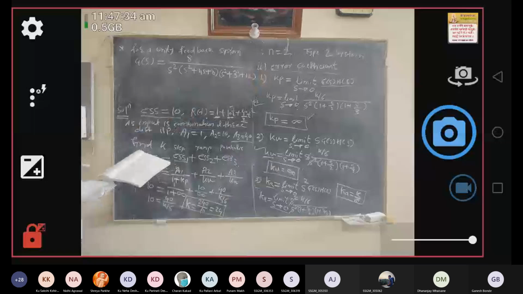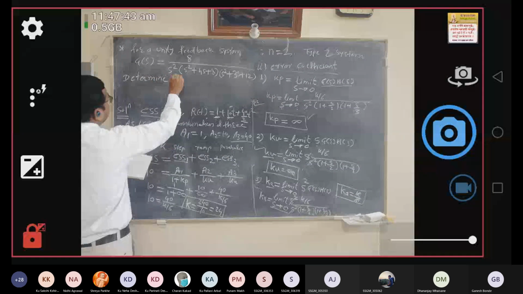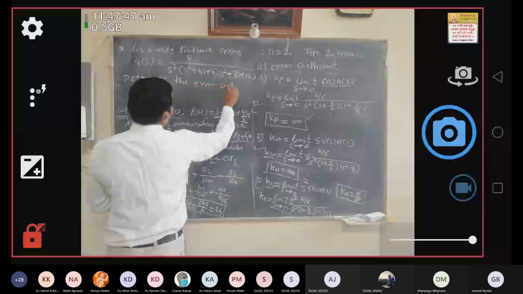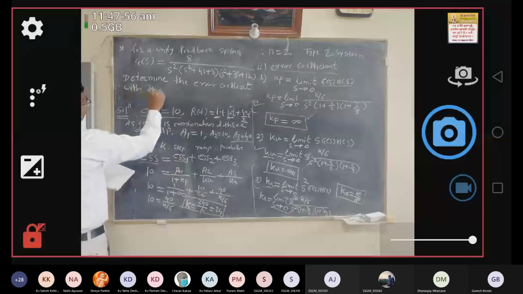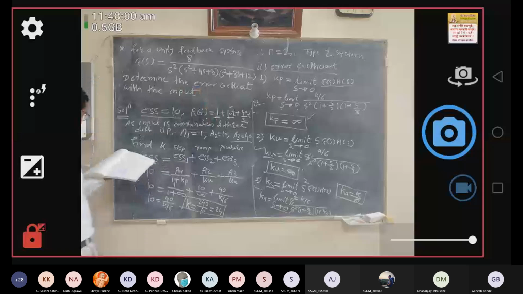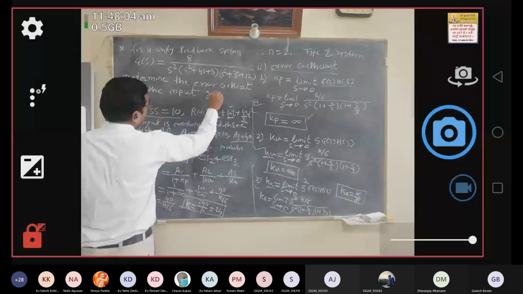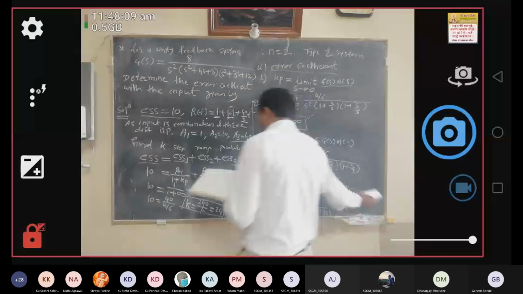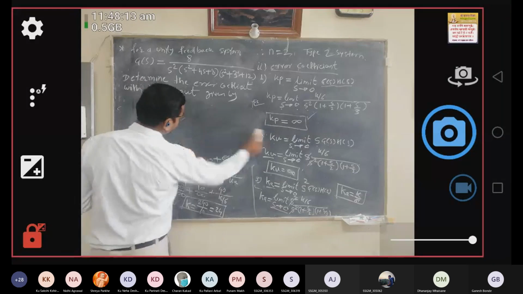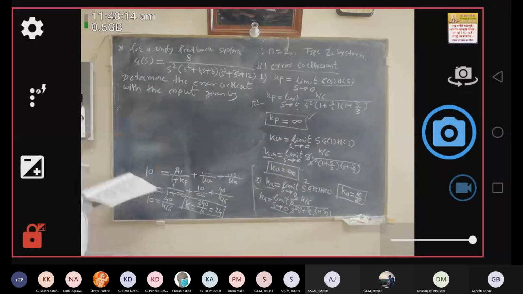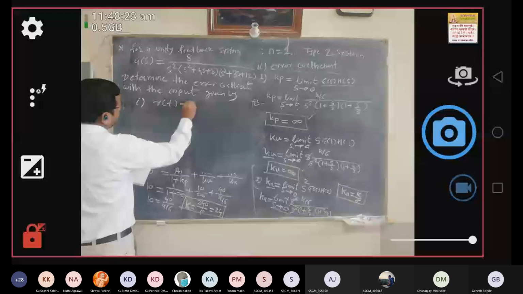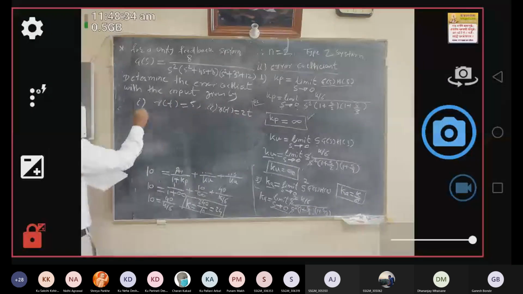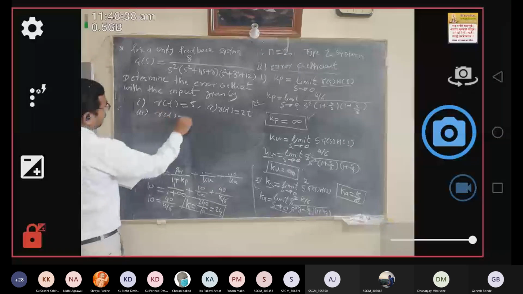Determine the error coefficient with the input given by number 1, R of t equal to 5, number 2, R of t equal to twice t, and number 3, R of t equal to t square.